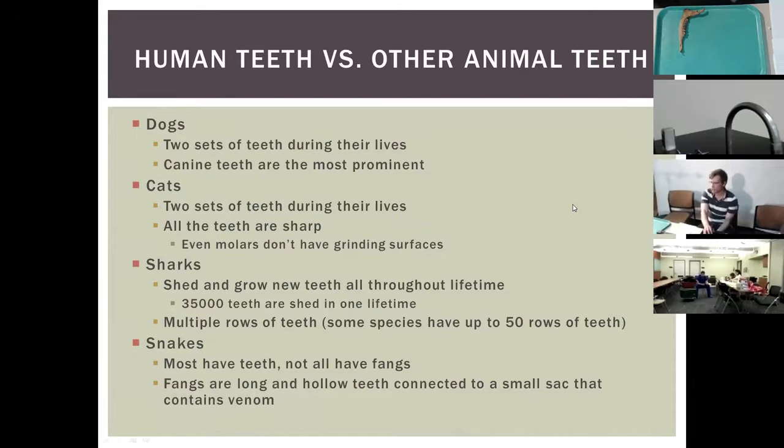Sharks shed and grow new teeth all the time. So they can have up to 35,000 teeth shed in one lifetime. And they have multiple rows of teeth. So some species can have up to 50 rows of teeth, which is incredible.